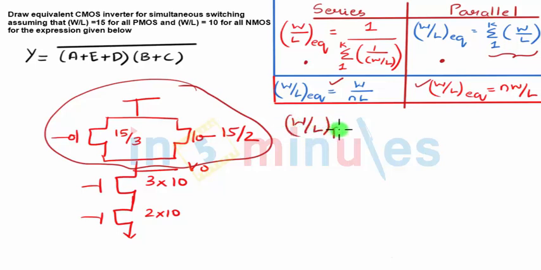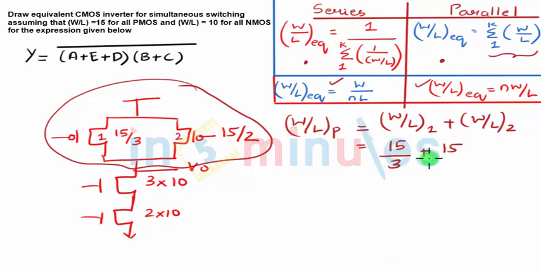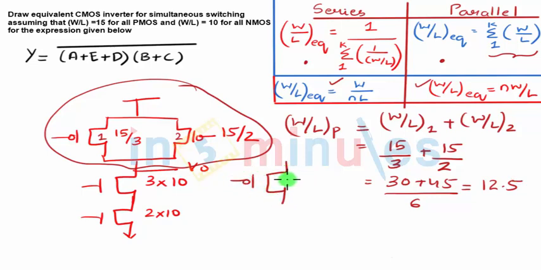So W by L parallel, when W by L is not same, is equal to W by L of transistor 1 plus W by L of transistor 2, which is nothing but 15 by 3 plus 15 by 2, which very simply, pure mathematics from here on, is 75 by 6, so 12.5. So my PMOS equivalent is nothing but 12.5.